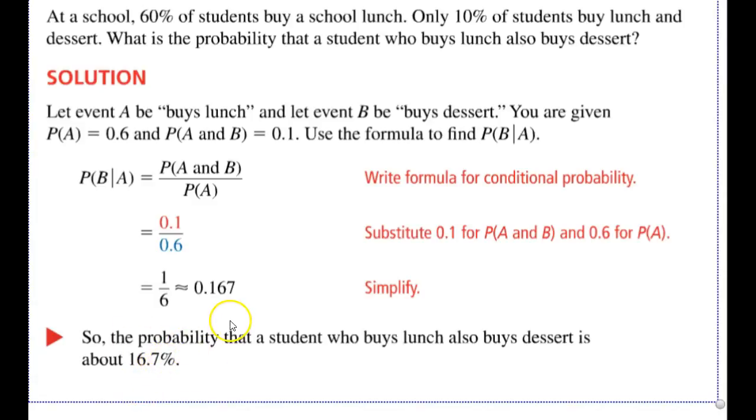And we can also think about this numbers-wise. If I had the group of students that bought lunch all in one room, that's kind of my sample space then, right? So I've limited it to just buying lunch. And then if 10% of those students have bought dessert, then I could figure that fraction out in that proportionality. So I know it's about 16.7% of them.